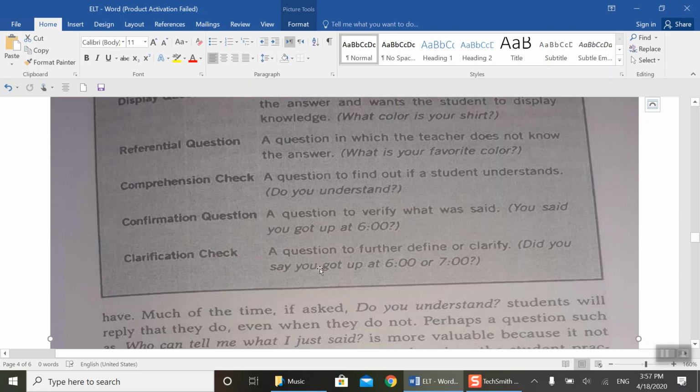And the last one, a question to further define or clarify, meaning explain more. Did you say you got up at 6 or 7? I know you said got up, but clarify more, give me more. You see, further, clarify, explain more.